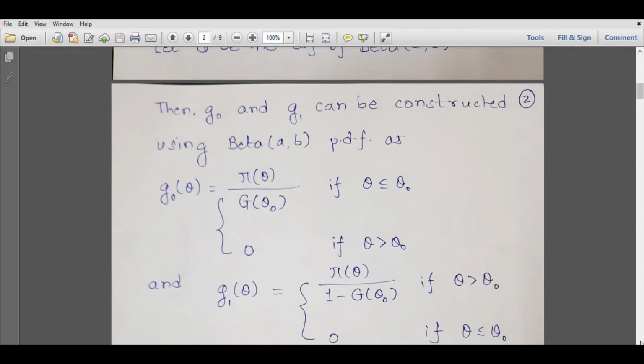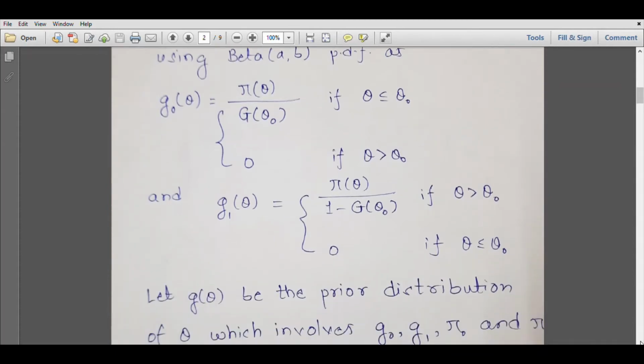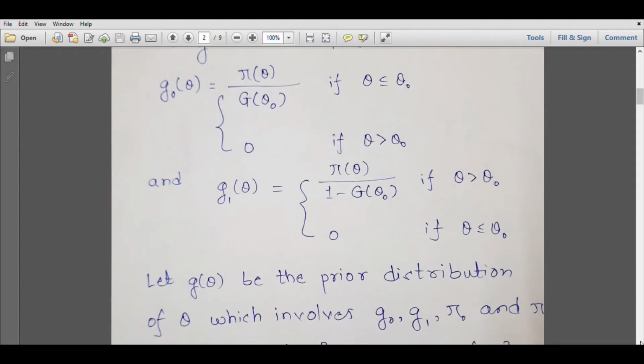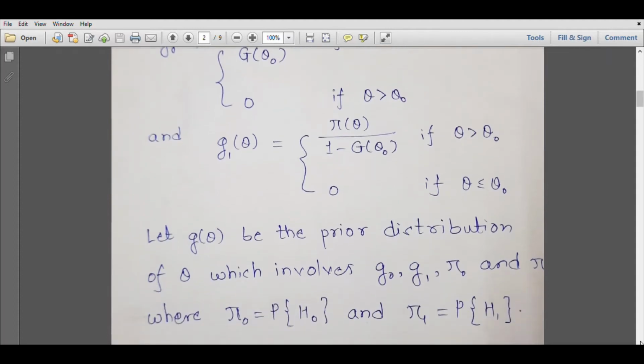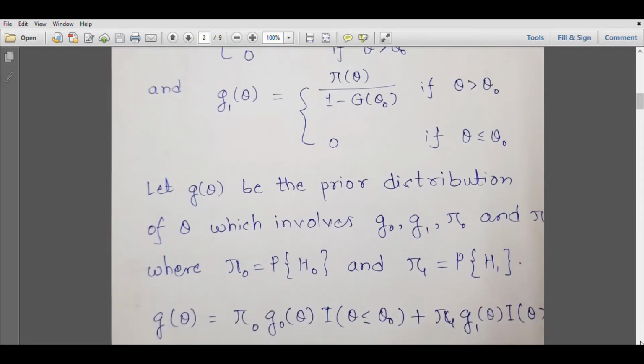Now let us see how the prior needs to be constructed. Suppose G theta is the prior distribution of theta. G theta must involve the prior probabilities of both these hypotheses, and G naught and G1. So suppose pi naught and pi 1 are the prior probabilities of H naught and H1. Then G theta must be pi naught times G naught theta times the indicator function of theta less than or equal to theta naught, plus pi 1 times G1 theta times the indicator function of theta greater than theta naught.